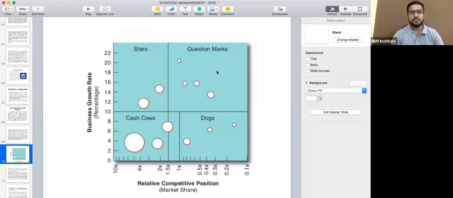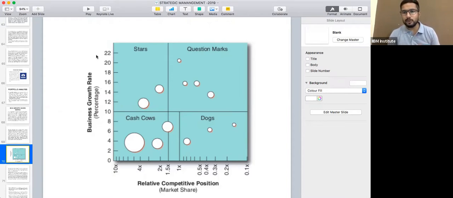Question mark is basically a situation where the company has a higher business growth rate, but its relative competitive position is very low, because the business might be growing but is not recognized in the market. Are you getting my point? What is business growth and what is competitive position? The company's market share is very low, but business growth is very high.